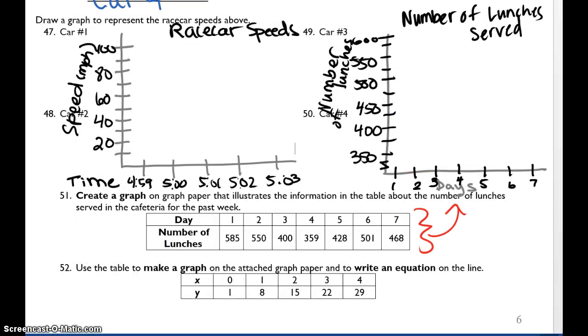The next 4 are asking us to draw a graph to represent the race car speeds above. Now we don't have a lot of room on this packet, and this looks similar to one of our review packets before one of our exams. So what I did was I already drew race car speeds for this one right here. So just look to the left on this part of the screen. I'm going to be using this one. The one on the right is what I'm going to use for number 51. But what I'm going to do is make 4 graphs that represent these 4 car speeds on this same graph.